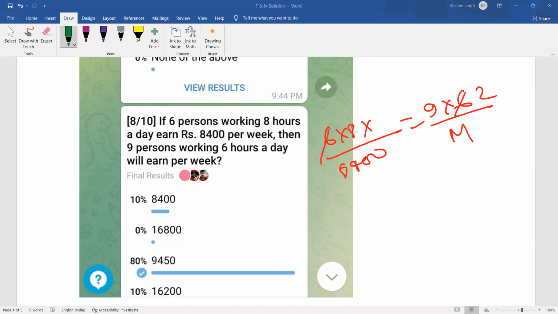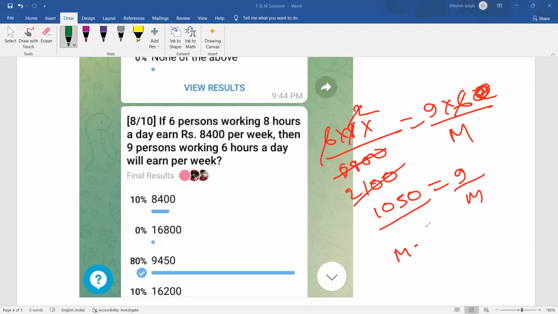Okay, so this is the 2 here. This cancels here. One second, this cancels here. 6 and 6 cancel here. Again, what happened? This is the 2, and 1 double 0 here. This is 1050 here, equal to what? 9 by M here. M is equal, no, 1050 is down, sorry, 1050 is down here.